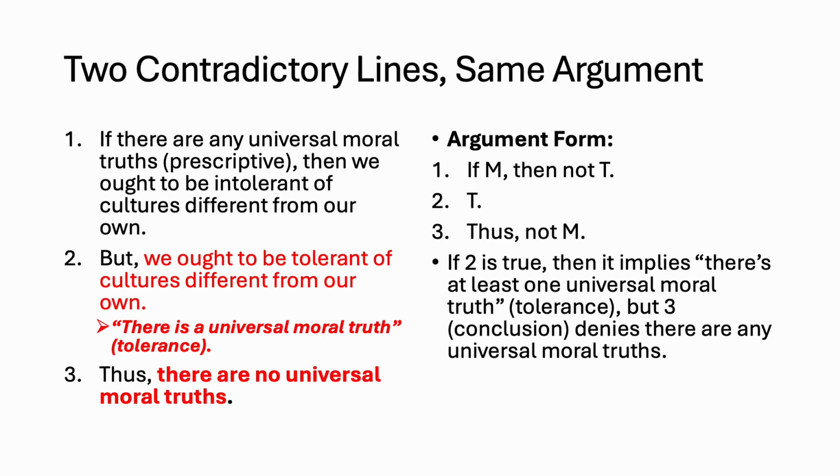Well, if 2 is true, and everyone ought to be tolerant of cultures different from our own, that implies that there is a universal moral truth or a prescriptive truth, namely tolerance. And that's the exact opposite of line 3. So here we have line 2 implying another line that is a direct contradiction to a different line in that argument, the conclusion line. So here we have 2 lines that are contradictory.